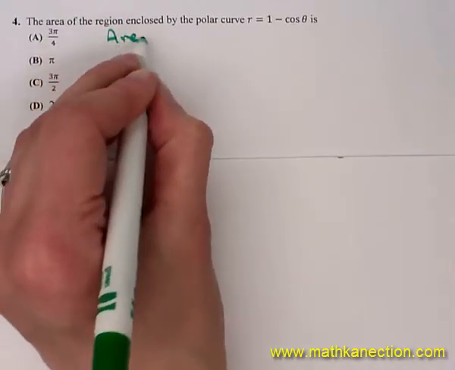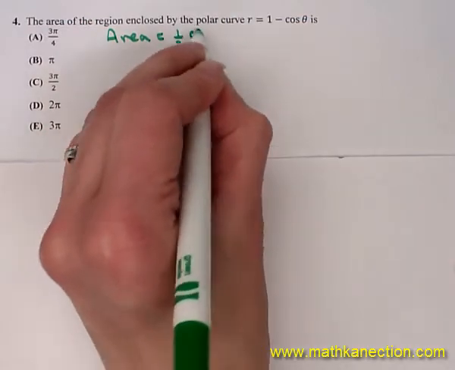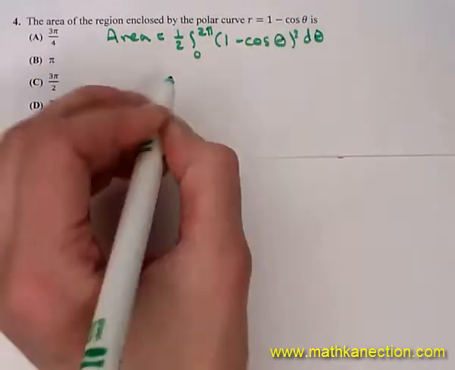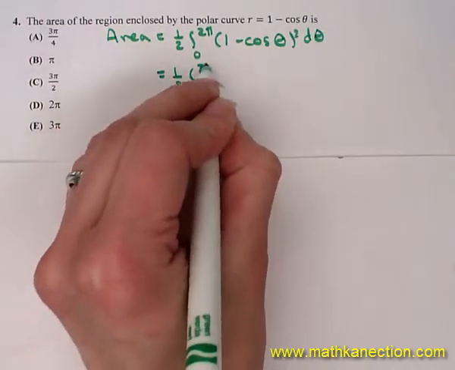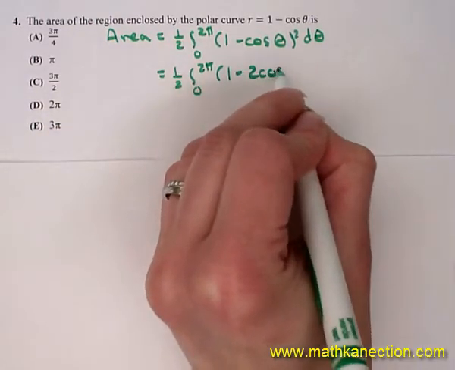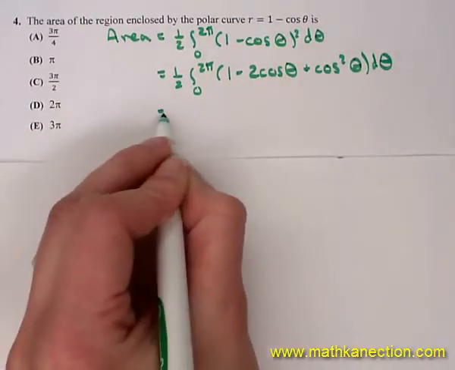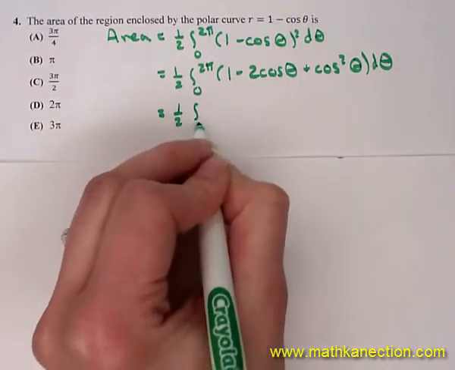To look at the area enclosed by the polar graph of r equals 1 minus cosine of theta, that's traced from 0 to 2 pi, so we have 1/2 integral from 0 to 2 pi of that radius squared d theta. Distributing, and then replacing in the double angle formula.